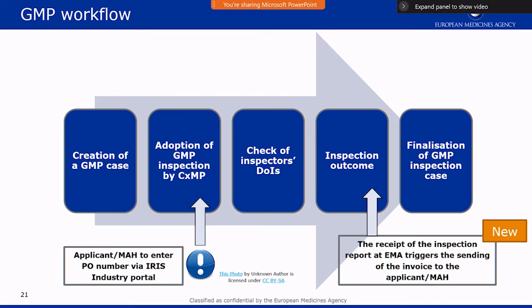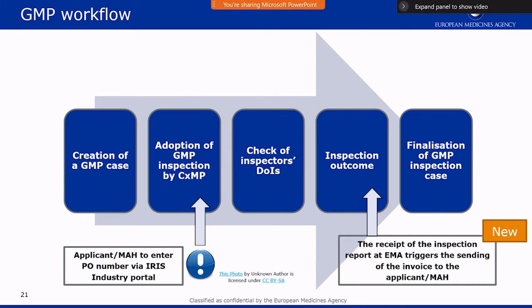And I want to highlight the importance of providing this information to EMA, because this is very much linked to the financial procedure. So it speeds up the process and also helps us to make sure we have the correct information for that particular inspection. What will happen after the inspection is adopted is that we will start all the preparatory work to actually conduct the inspection.